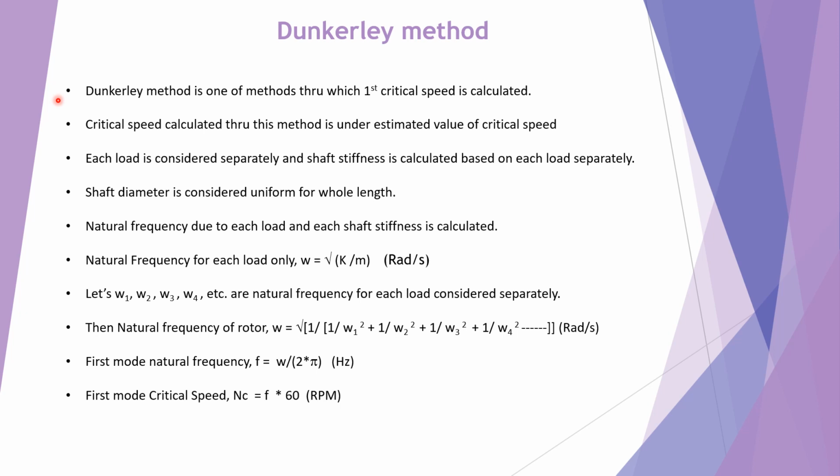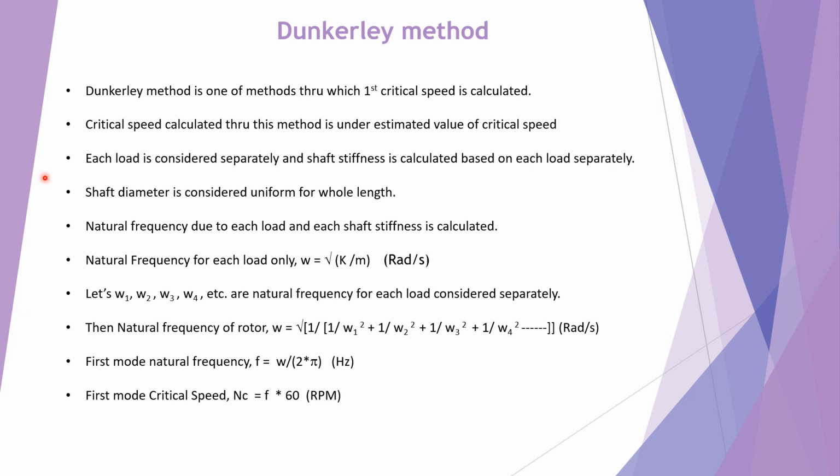The Dunkerley method is one of the methods through which the first critical speed is calculated, as we have stated. The critical speed calculated using this method is an underestimated value of the critical speed. That means the critical speed calculated by the Dunkerley method is lesser than the actual critical speed. And how is this done? So this is the methodology.